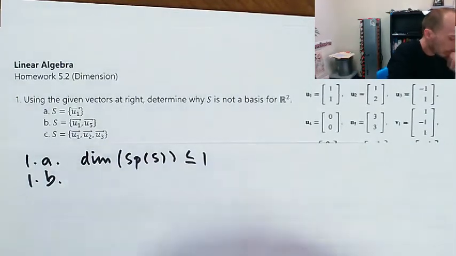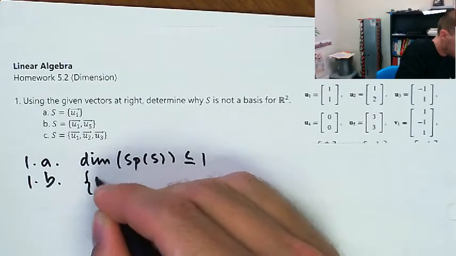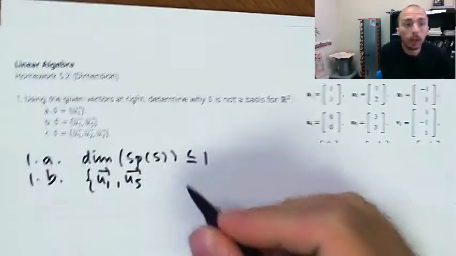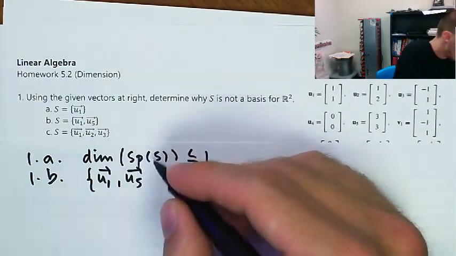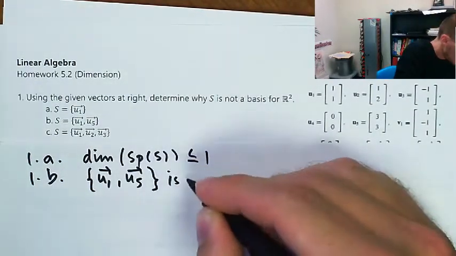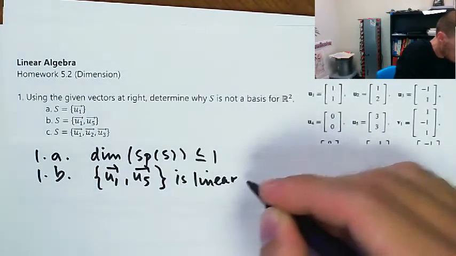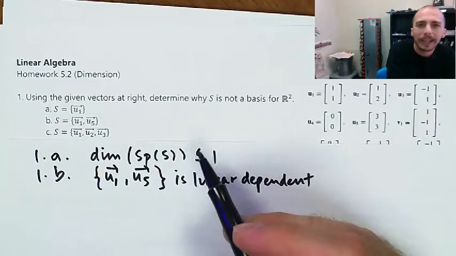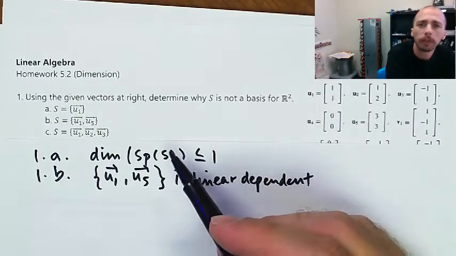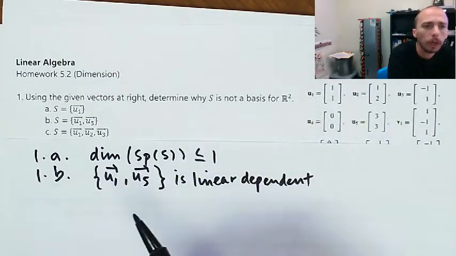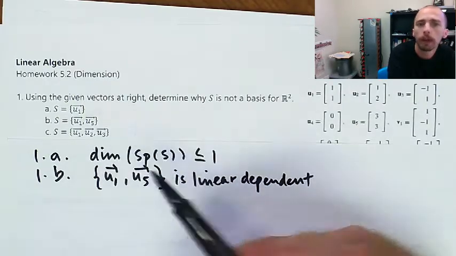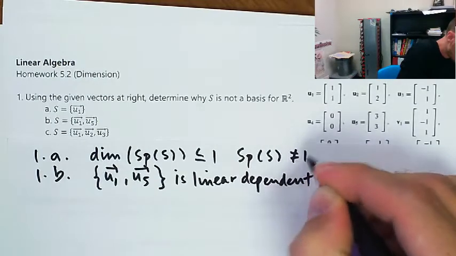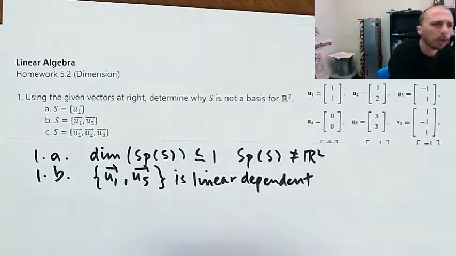U1 and U5: U5 is just 3 times U1, which means that this is a dependent set. And so really in A, to say why it's not a basis for R2, the better response is that the span of S is not equal to R2.